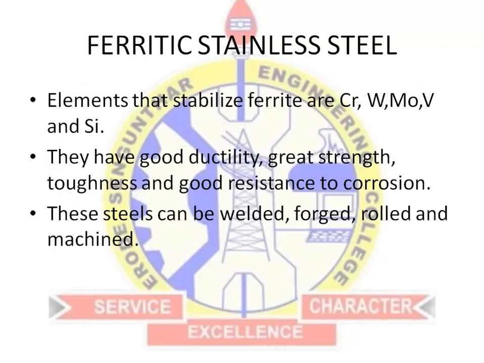Next to that, it stabilizes with chromium, vanadium, molybdenum and silicon. So it can stabilize all the materials. They have good ductility, strength and toughness, and also good resistance to corrosion. Mainly these alloying elements are used against corrosion, as well as to improve the strength and reduce the weight ratio. The weight to strength ratio is considered everywhere. These steels can be welded, forged and rolled, as well as machined.